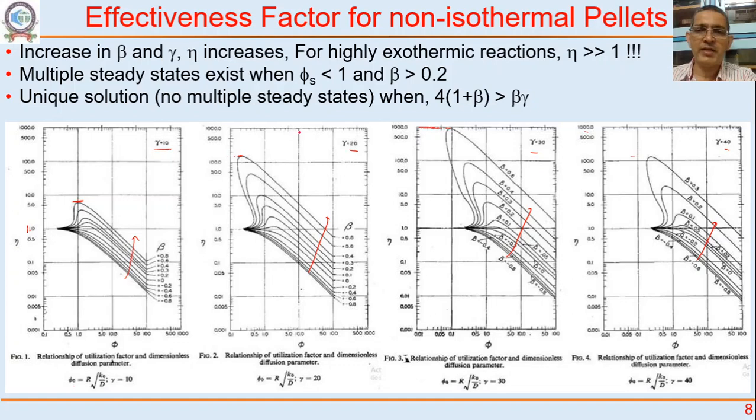You can also see that multiple steady states will exist. So for this particular value of phi, you see, eta can be 1, eta can be this value, or eta can be this value. Right? Multiple steady states will exist when phi s is less than 1, and beta is more than 0.2.